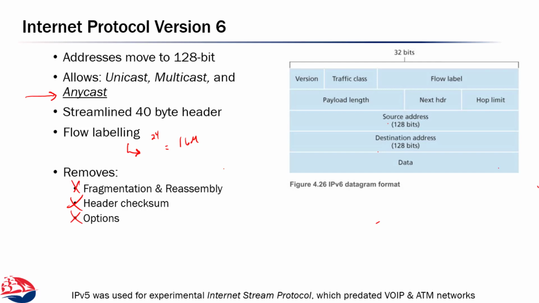Yes, there was an IP version 5. It was the basis for an internet streaming protocol that predated voice over IP and ATM networks. It was experimental, it never got off the ground, and unfortunately it was being experimented with in between the time that we did IPv4 and 6. So it already had a name, people were already using it, we thought it might be going somewhere, and then it went nowhere.